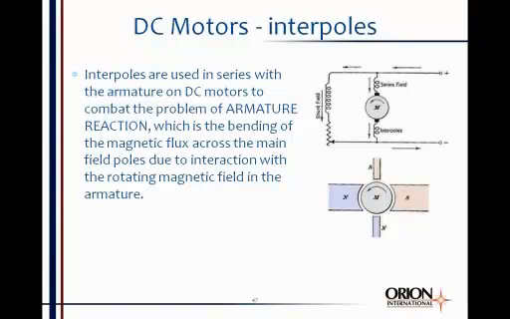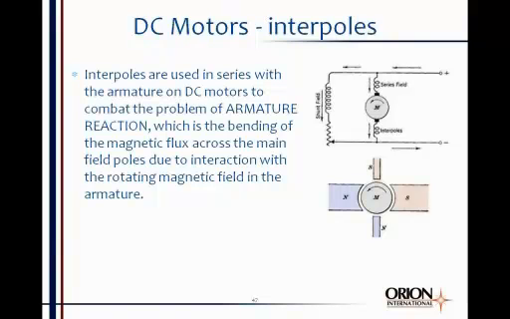Now, interpoles are oftentimes used in DC motors, and they're connected in series with the armature. The interpoles are wired in series with the armature, as you see in that top drawing. The reason interpoles are used is because of this phenomenon called armature reaction. Armature reaction is the bending of the magnetic flux across the main field poles, and it's due to the interaction of the rotating magnetic field and the armature.